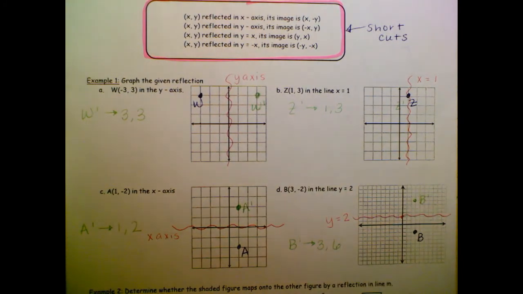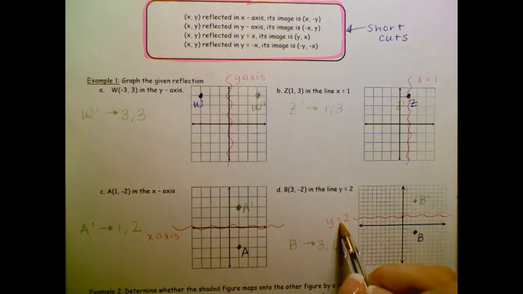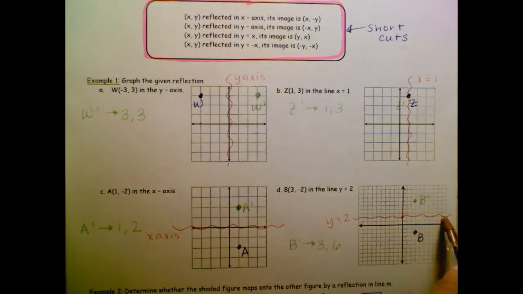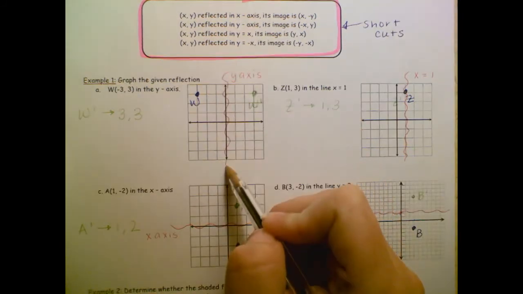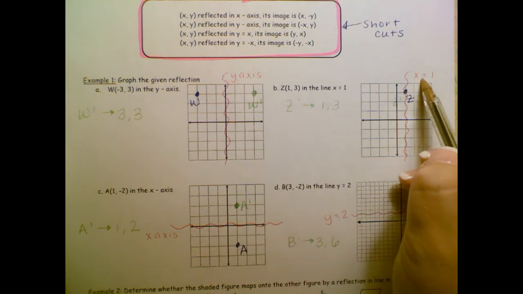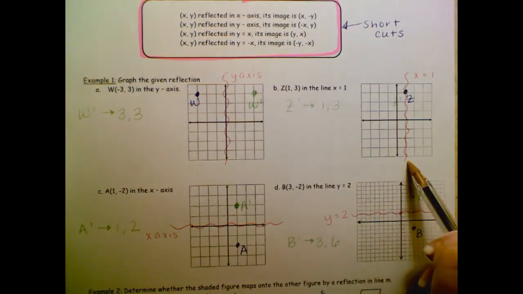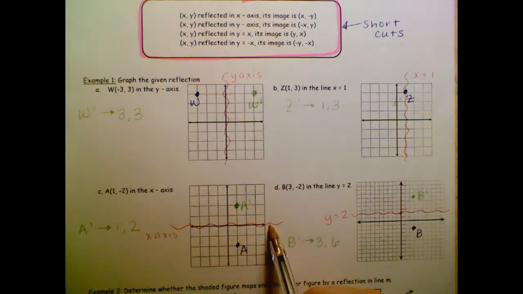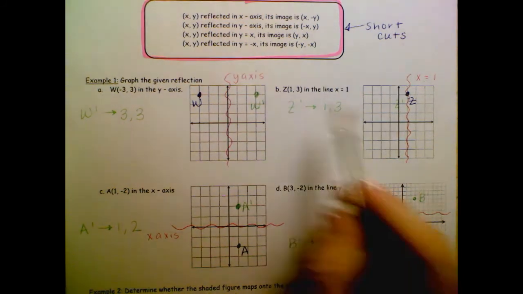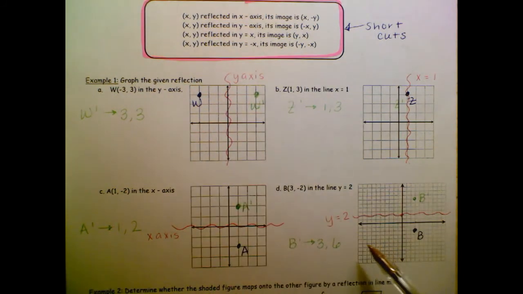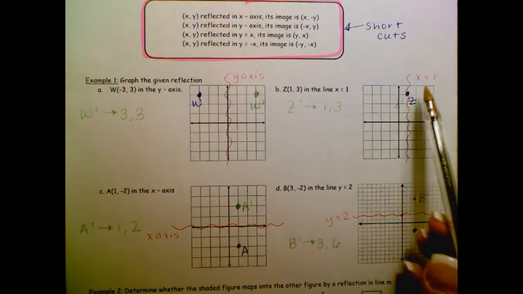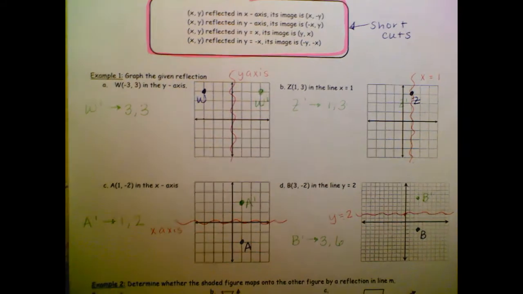Something that we need to make note of: y equals a number goes straight across. The y-axis goes up and down. X equals a number goes up and down. The x-axis goes straight across. If you have questions about the axis, or if y equals a number, x equals a number, let us know.